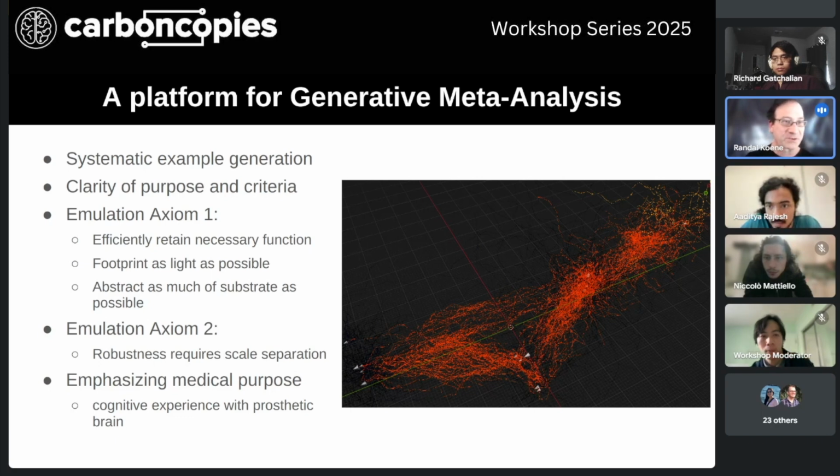In my talk earlier, I tried to express a couple of axioms that affect exploration once you find yourself in such a subdomain, once you've expressed your purpose and goal. There were two axioms. Axiom 1, the emulation efficiently retains necessary function. The emulation has a footprint that is as light as possible, and the emulation has abstracted as much of the original substrate as possible. And then the second one, robustness requirements demand scale separation, and this must be true for brains. We can ask ourselves, how do we ensure that emulation attempts are operating in accordance with these axioms within the particular context of a purpose, so a set of success criteria?